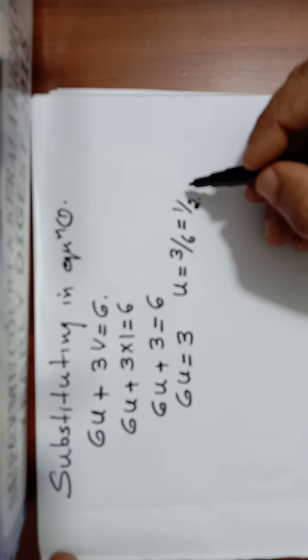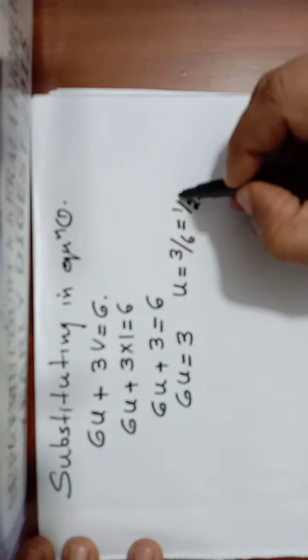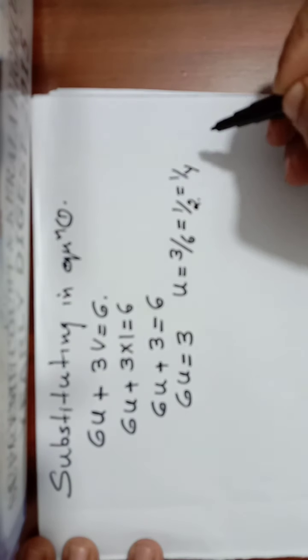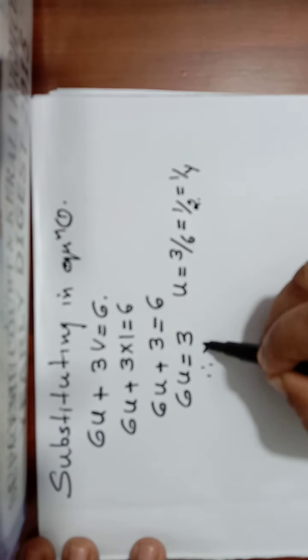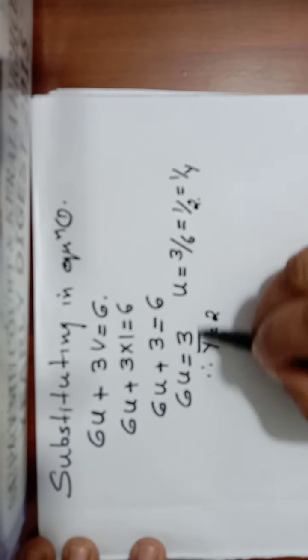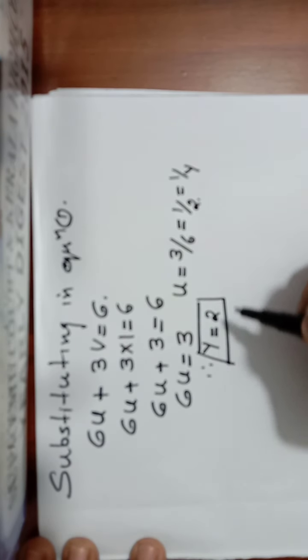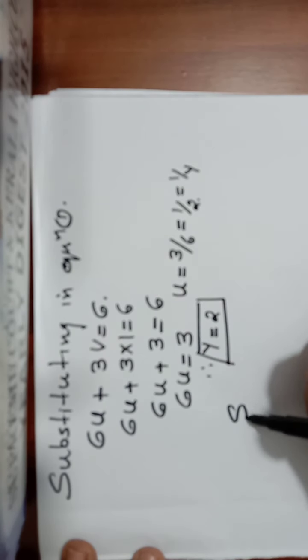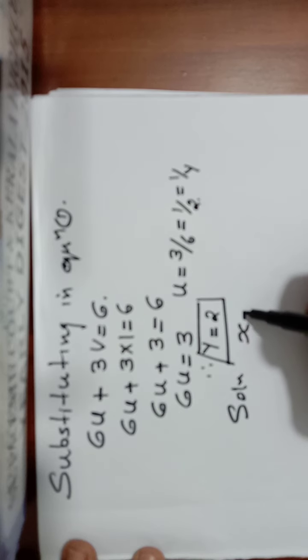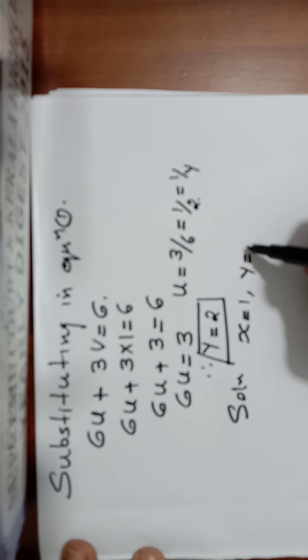u means what is that? u is equal to 1 by y. Therefore y is equal to 2. Therefore the solution is x is equal to 1, y is equal to 2. You have to write the answer below: solution x is equal to 1, y is equal to 2. Then you have to underline.